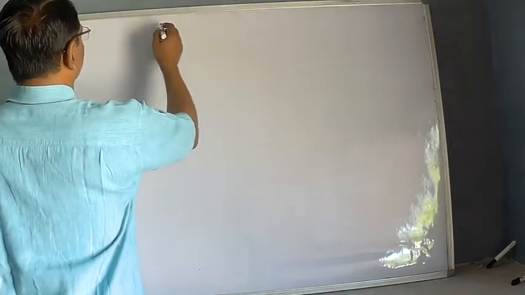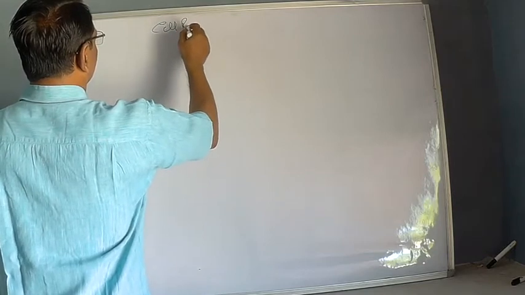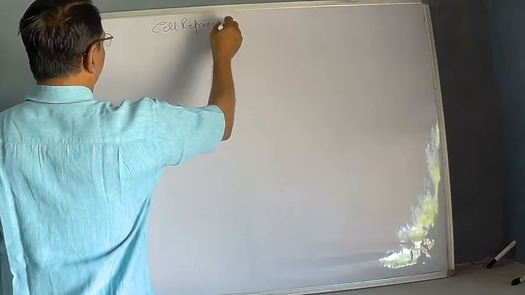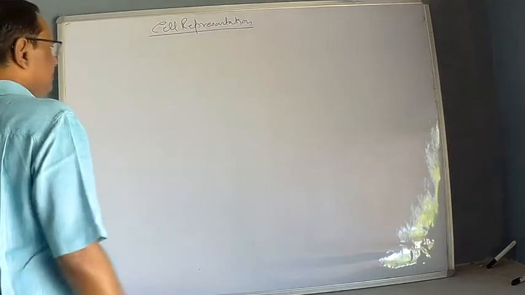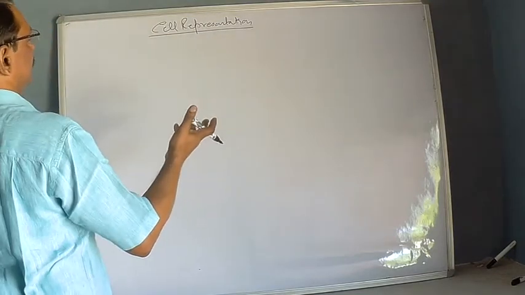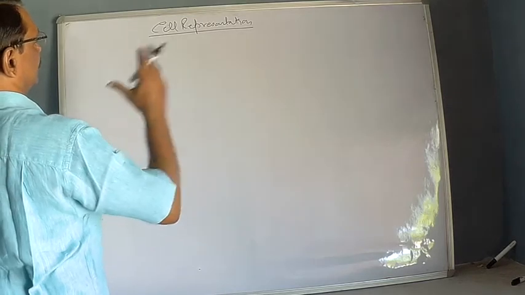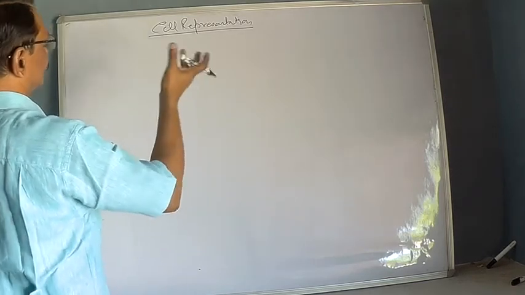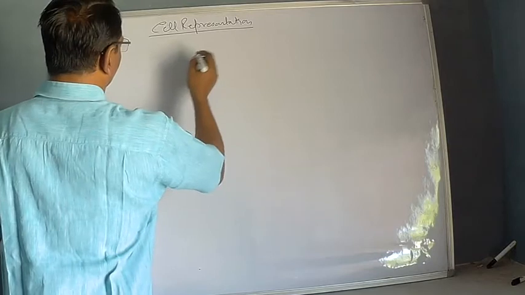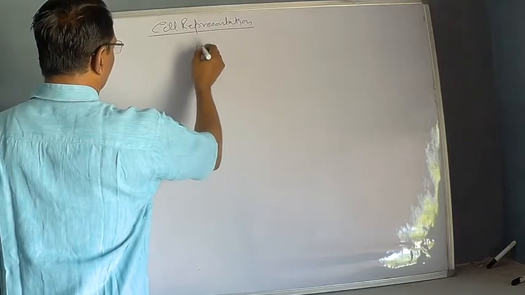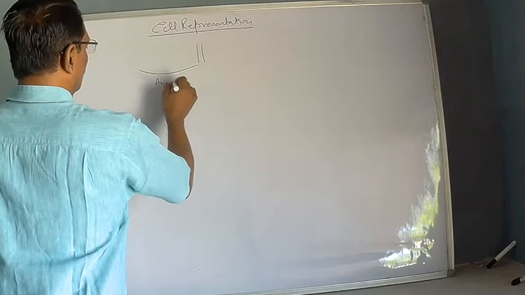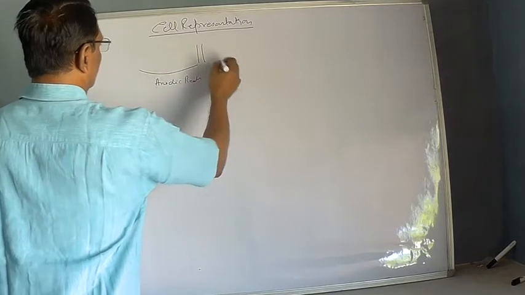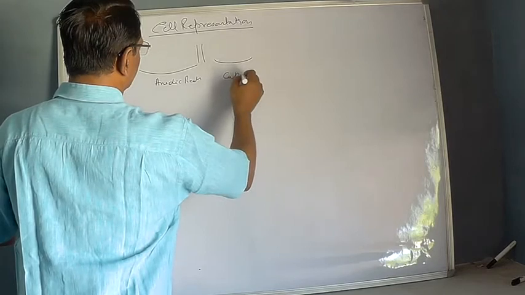Now students, we'll take up our next topic, that is cell representation. How the cell is represented. See what we find in cell. We find that one anode is there, cathode is there, and in between salt bridge is there. So for salt bridge we draw parallel lines. Here we'll write anodic reactions. Here we write cathodic reactions.